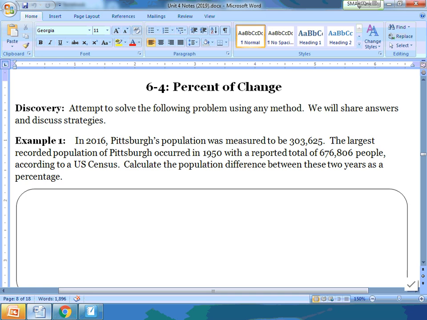Okay, you'll hear people talk and report about, oh, it was this many percent increase or this many percent decrease. That's what we're talking about here. So obviously from 1950 to 2016, the population in Pittsburgh has declined. It went from almost 700,000 to a little over 300,000. That's a pretty big drop. But we want to figure out what percent did it drop. Okay? So go ahead and try that without me assisting you. You guys can discuss together and see if you can come up with a number here.